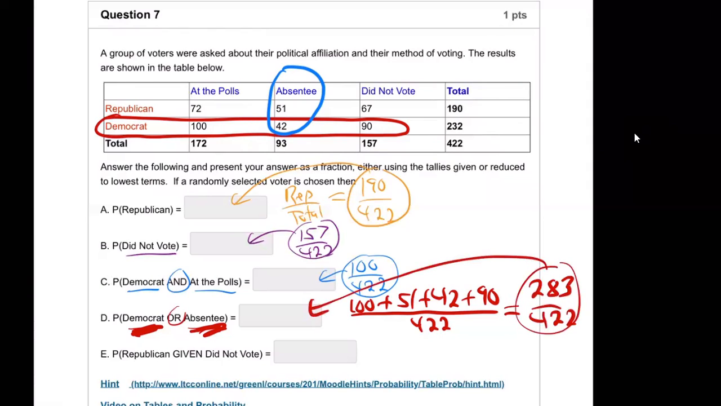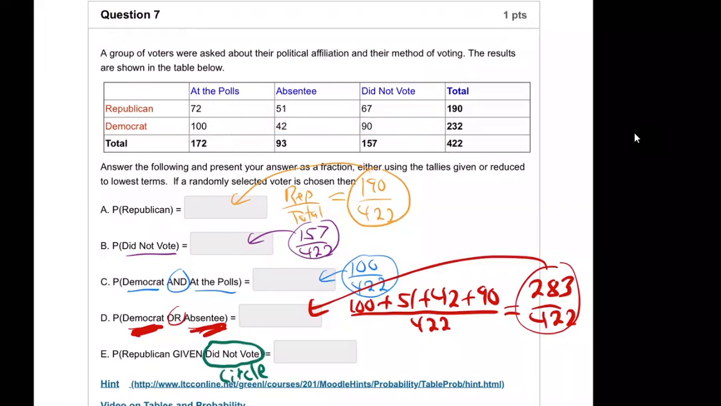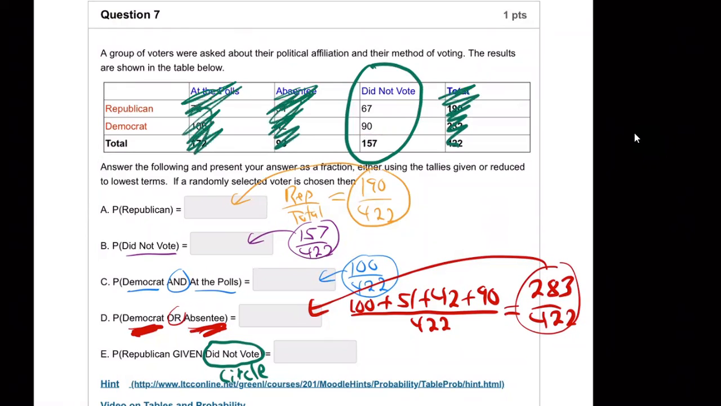All right, last part of this one, it's given. And remember what we do with given. We circle the part that's given because that narrows our focus. When something is given, you know for sure they did not vote. So where are the did not vote people? Here they are. You circle it and forget about all the other numbers. Given narrows your focus.